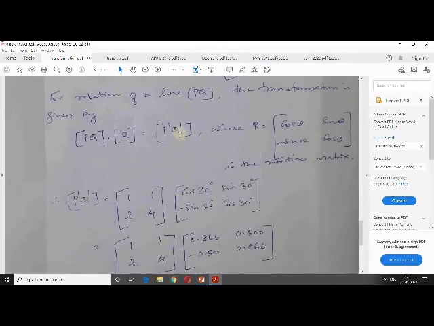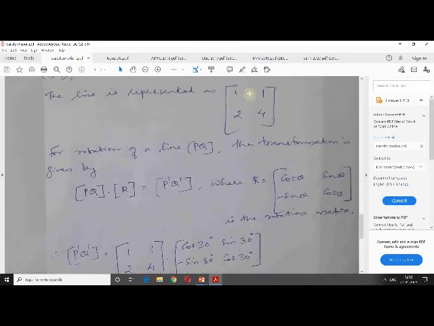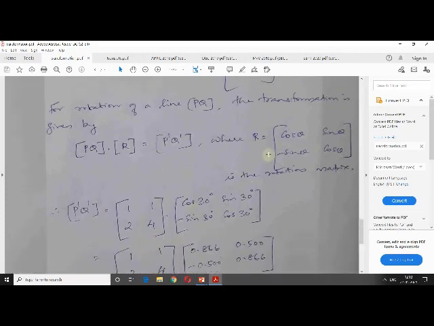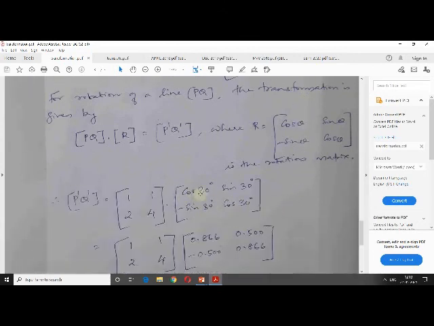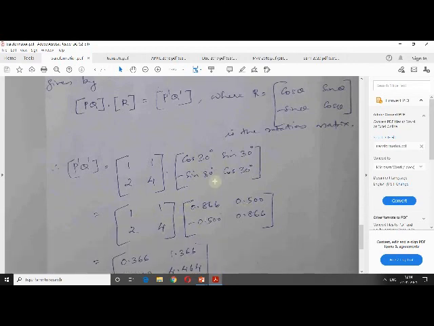So now P dash Q dash is equal to PQ, 1, 1, 2, 4 into, with theta value 30 degrees applied here, cos 30, sin 30, minus sin 30, cos 30. If you calculate using your calculator, cos 30 is 0.866, and sin 30 is 1 by 2, that is 0.5. So 0.866, 0.5, minus 0.5, 0.866. So multiply and add: 1 into 0.866 minus 1 into 0.5, that is 0.366.